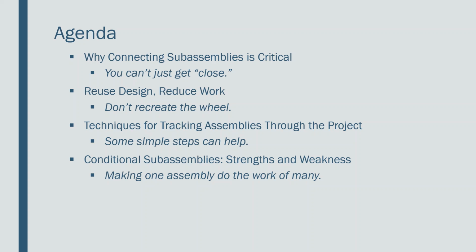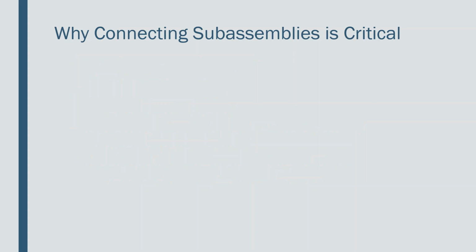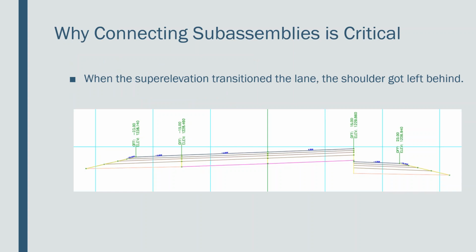And finally, conditional subassemblies. Now, I'm going to state right up front, I am biased towards conditional subassemblies. I'm a big fan of what they can do. I've seen them help users and designs get done more efficiently. However, there are strengths and weaknesses, and we would be incorrect if we didn't look at both so that you are an informed user of the tools, and in some cases it may not be what you need or may not provide what you want. So just making sure that you can have one assembly that does the work of many when it's appropriate to your project. So with that, let's jump into the why are connecting subassemblies so critical?